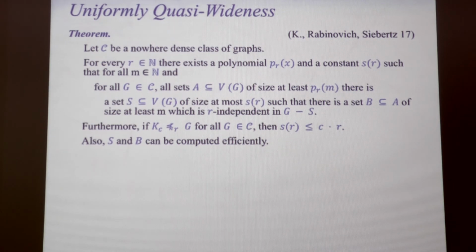So what you can show is, if you have a nowhere dense class of graphs, then for every radius there is such a polynomial P, which depends on the radius of course, and a constant s(R), so that for every number M you give me, if I have a graph from my class and a set of vertices of size P(M), so only a polynomial in M, then I can find a subset of size at most s(R), and in the rest there will be an R-independent set of size at least M. So basically, what does it use? Stability.